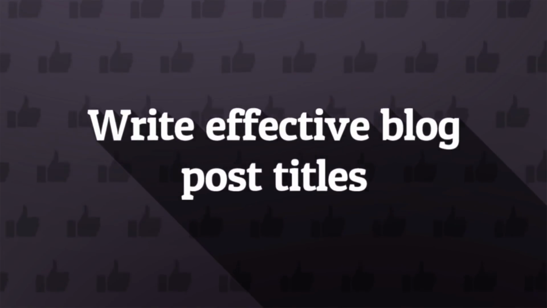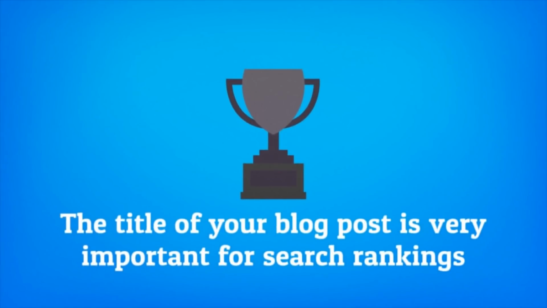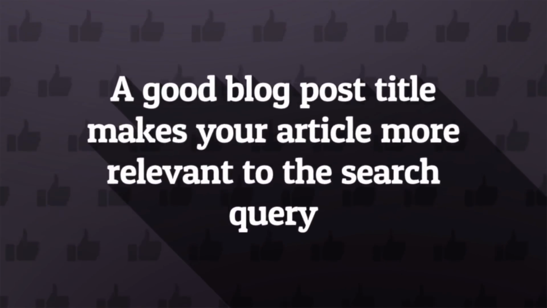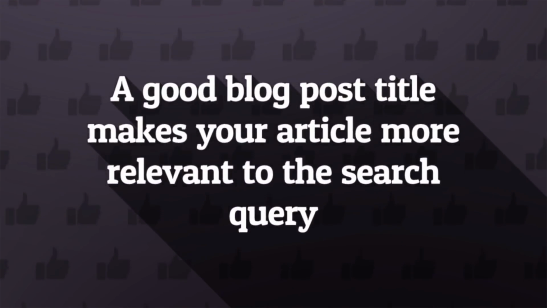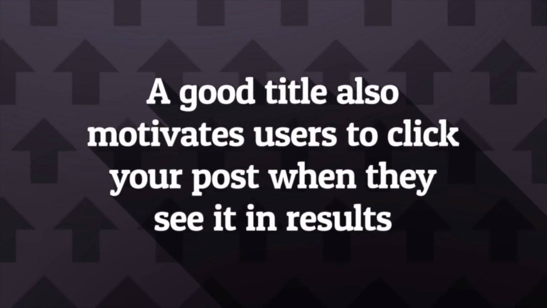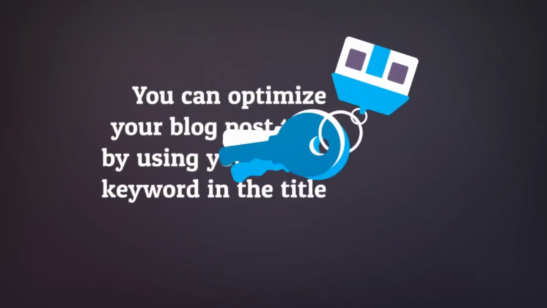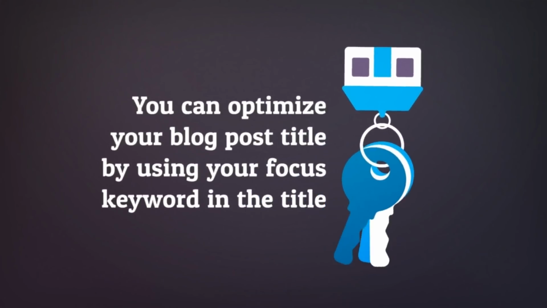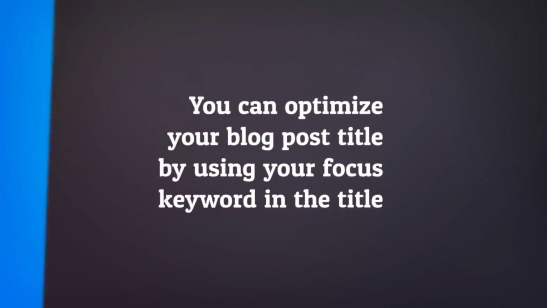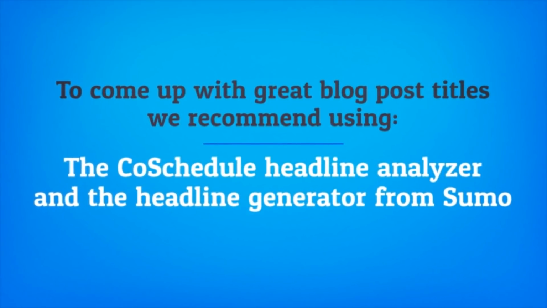Write effective blog post titles. The title of your blog post is very important for search rankings. A good blog post title makes your article more relevant to the search query. A good title also motivates users to click your post when they see it in search results. You can optimize your blog post title by using your focus keyword in the title itself. To come up with great blog post titles, we recommend using the CoSchedule Headline Analyzer and the Headline Generator from Sumo.